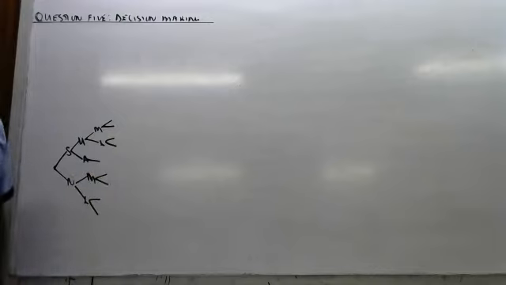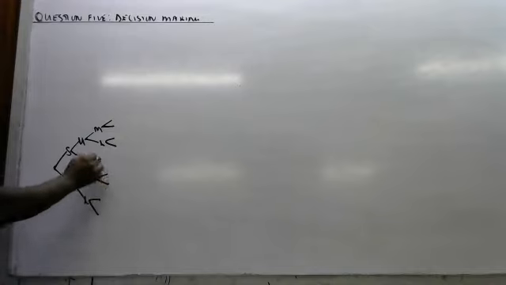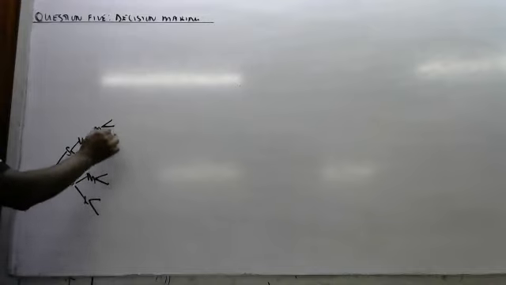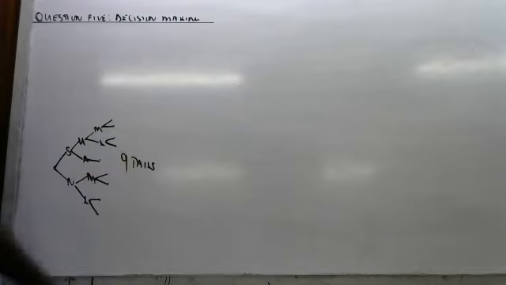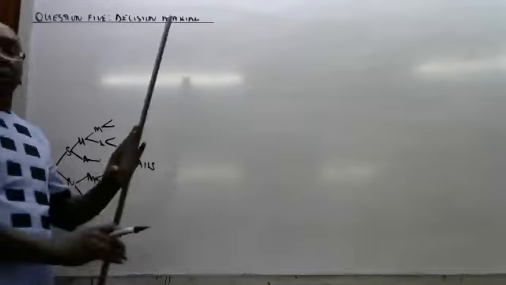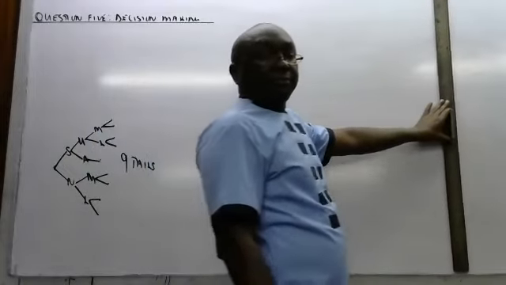So with that now, you count how many tails. 1, 2, 3, 4, 5, 6, 7, 8, 9. So we are going to do a diagram that has 9 tails. So with that now, we do our diagram.